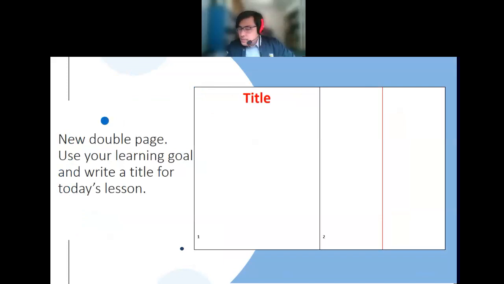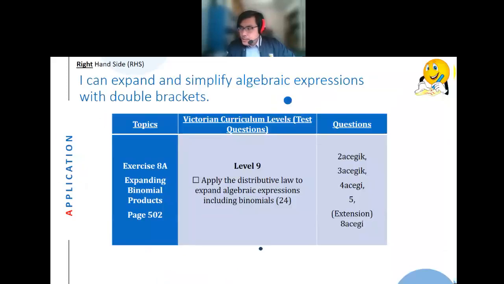So this is a new lesson. In your workbook, if you've got a workbook with you, then let's get a new page out. If you're doing this on your laptop, then get a new Word document or a new page on your Word document to write the lesson. Okay, so now what you can see here is for today's lesson we are working at level 9.